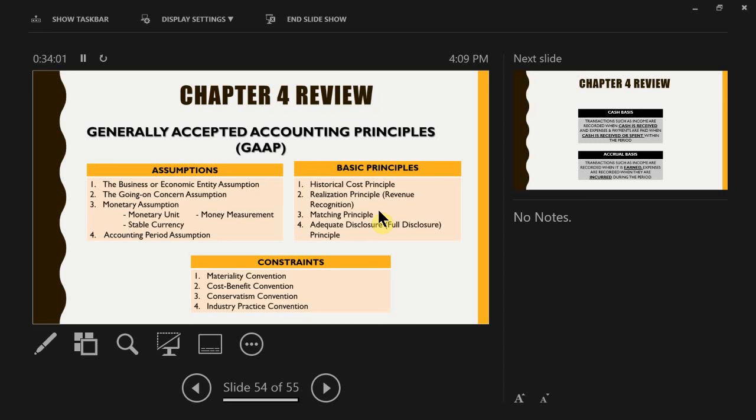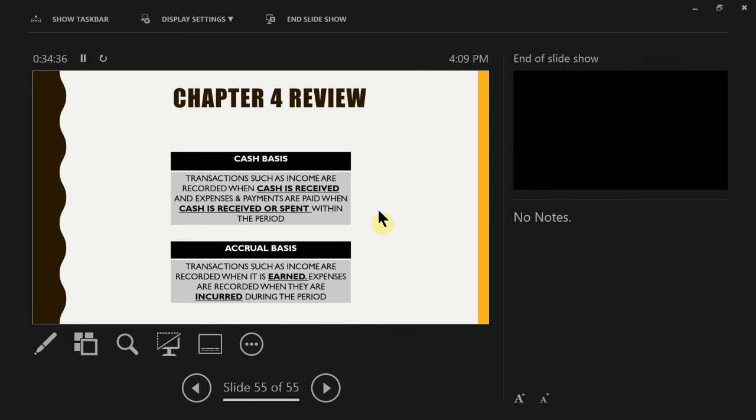So once again, you need to know your ABCs, right? Your assumptions, your basic principles, and your constraints. I will not test you on the constraints, but I will test you on those first 8, so the 4 assumptions and the 4 basic principles, okay? I can test you whether it's definition based or I can ask you to apply the definition and pick from the choices which rule reflects this task or the scenario, okay? And once again, making sure you know the difference between a cash basis and an accrual basis, okay?